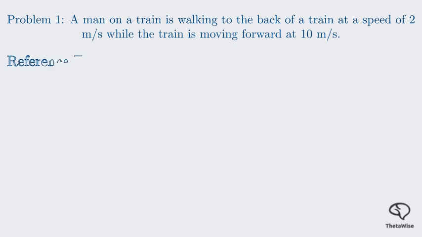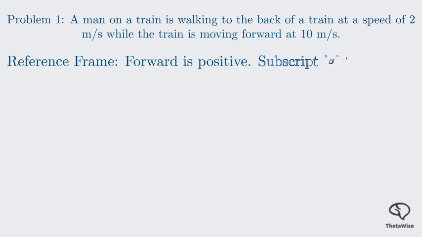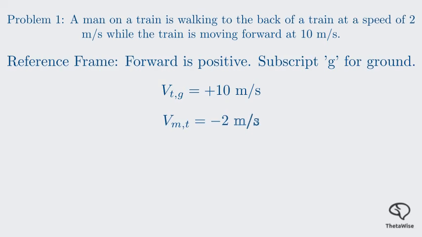Let's define velocities with respect to the ground, which we'll denote with a subscript g. We'll choose the forward direction of the train as positive. Therefore, the train's velocity relative to the ground is positive 10 meters per second because it's moving forward. The man's velocity relative to the train is 2 meters per second in the backward direction, so we'll write this as negative 2 meters per second.